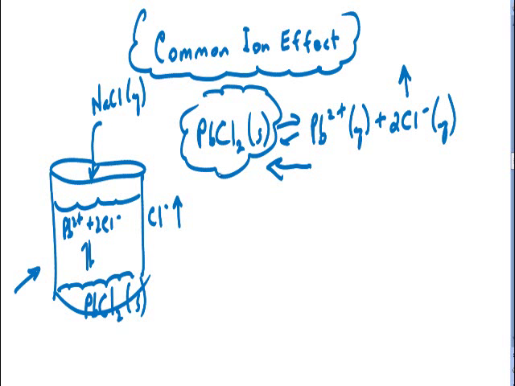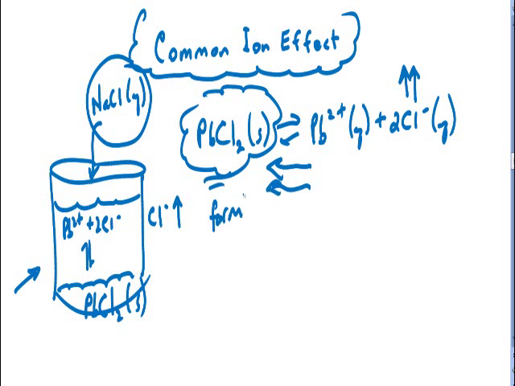Now, the effect of this is, because we see more solid forming, by adding chloride ions from an outside source, in this case sodium chloride, that shares the same chloride ion that's present in the saturated lead chloride solution, the chloride concentration again goes up. This drives the reaction to the left, making additional solid form.